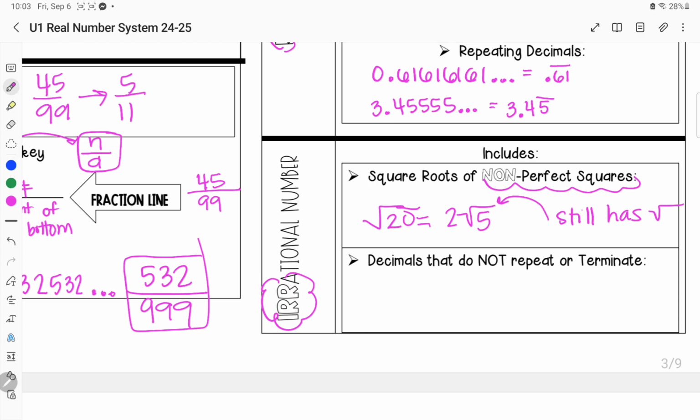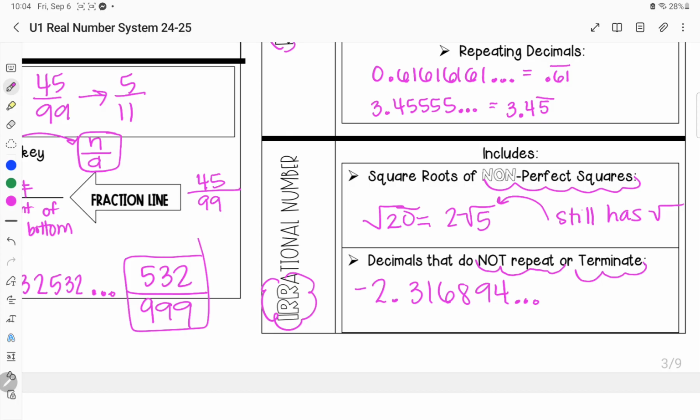Sometimes, just like that one we had, you might get something that looks like negative 2.31689 with dots after it. When you read that, again, this does not mean that it repeats. It means that it keeps going and going and going. Well, in this case, there's no pattern. We don't have 316 repeating. It goes 316 and then it moves to a whole different number. So this is not a repeating or a terminating decimal. It's a decimal that goes on forever, does not repeat, does not terminate.